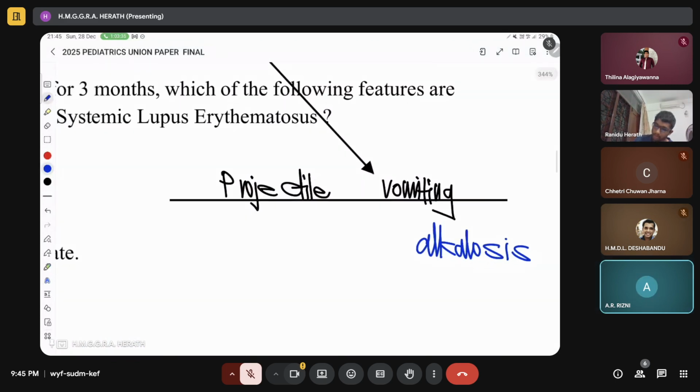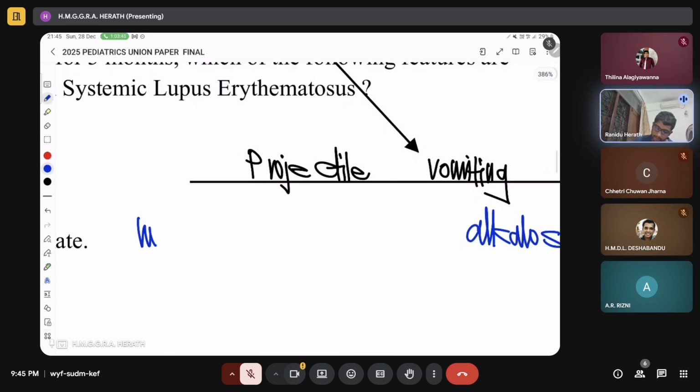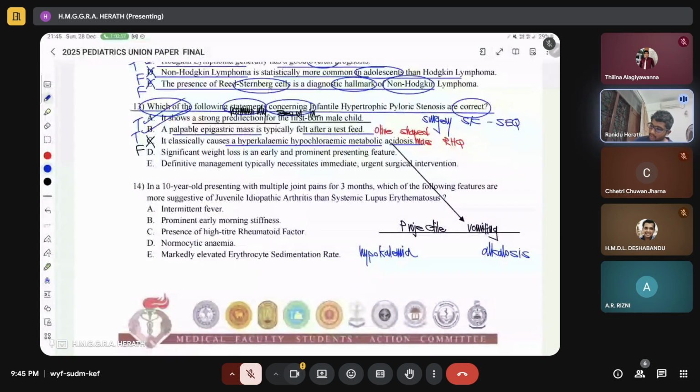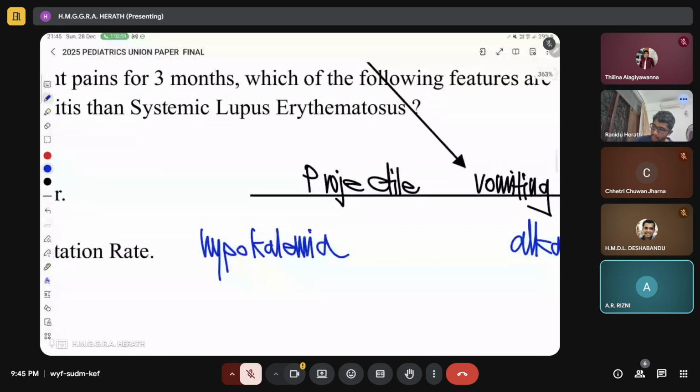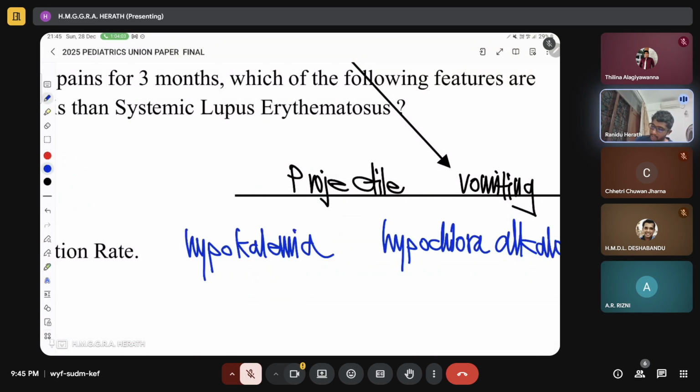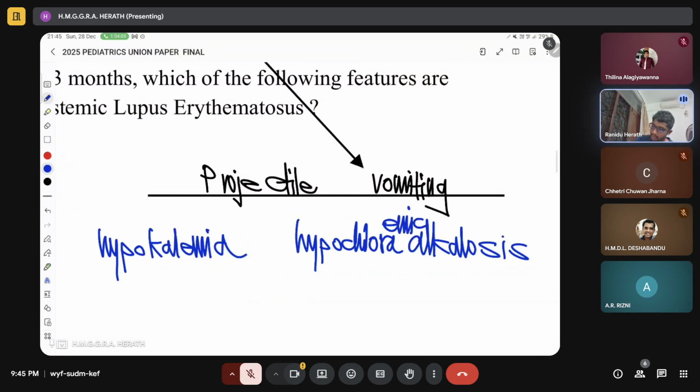Is stomach fluid rich in potassium? Yes, it is rich in potassium. All intestinal secretions are rich in potassium. So will it cause hypokalemia or hyperkalemia? Hypokalemia. Is stomach fluid rich in chloride? Yes, it is, because of HCl. So it will cause hypokalemic, hypochloremic metabolic alkalosis. Understood?